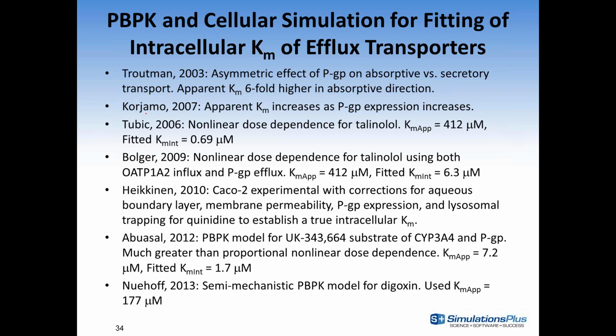In 2007, the group in Finland looked at apparent Km as PGP expression increases. So instead of just doing absorptive and secretory, they had several cell lines with different levels of expression of PGP. They had Caco-2 cell lines and also MDCK cell lines with MDR1 overexpression. And they found that the Km value differed significantly depending on the PGP expression. If PGP in the membrane is low, you're not getting very much efflux, so intracellular concentrations are relatively high. But if you have a high expression of PGP and you get lots and lots of efflux, then the intracellular concentrations don't build up no matter how much you put on the outside, and so you're going to get a much higher apparent Km with higher PGP expression.